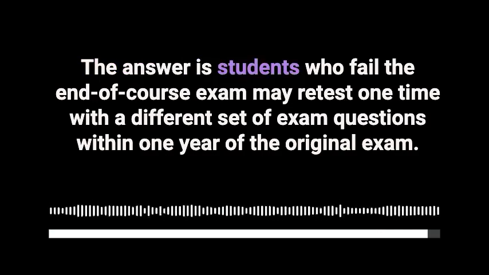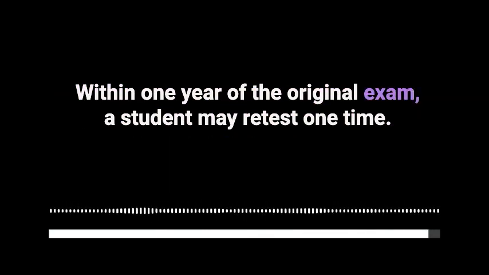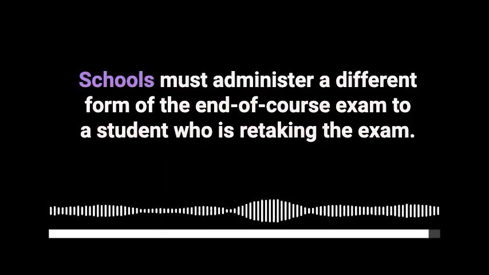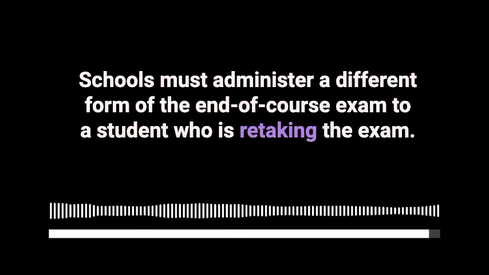Explanation. The answer is students who fail the end-of-course exam may retest one time with a different set of exam questions within 1 year of the original exam. Within 1 year of the original exam, a student may retest one time. Schools must administer a different form of the end-of-course exam to a student who is retaking the exam.